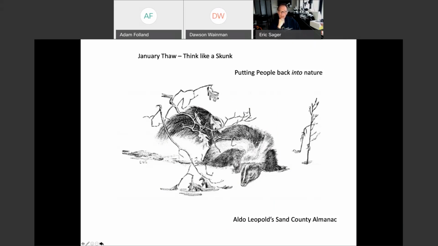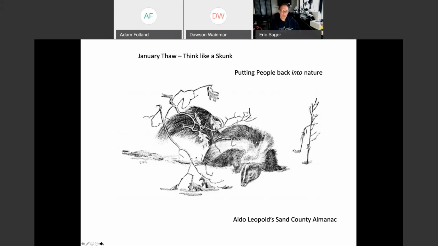And Leopold, his seminal book is A Sand County Almanac, and it talks about his experiences with an old farm in the Sand Counties, the unglaciated regions of Wisconsin. And he starts out that book with the first chapter called January Thaw, tracing the footsteps of a skunk. So he wants to put himself into the mind of a skunk, and we think of a book that is as profound as the Sand County Almanac has been.